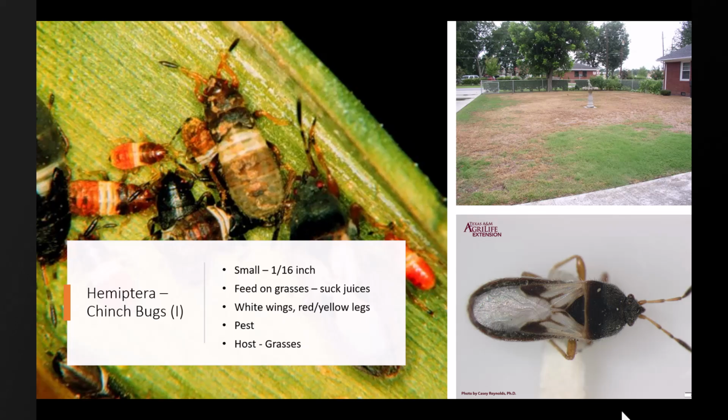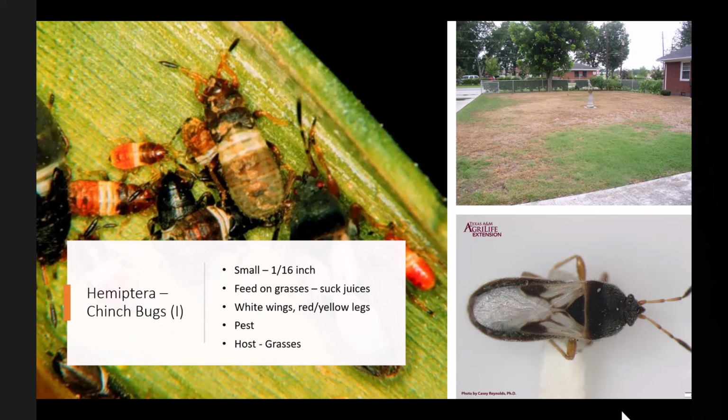Chinch bugs are another small insect that is considered a pest. They are a host of grasses, so they're going to be a pest in your lawn, places like that. They really thrive when it's very, very hot. And so a lot of times at the end of the summer, when your turf is already stressed out, these guys can come in and really make the turf look pretty bad. They suck on the juices of the plant.